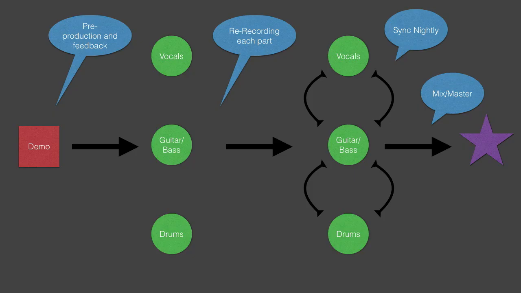And then finally, all of it gets combined into a master session. So once we've finished everything and all the edits are done, then we do track archives of all the vocals, track archives of all the guitars, and then track archives of all the drums, and then import all of those into a master session. And then that's what gets mixed and mastered.